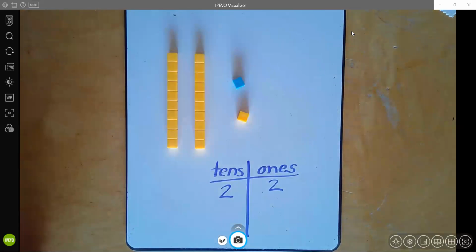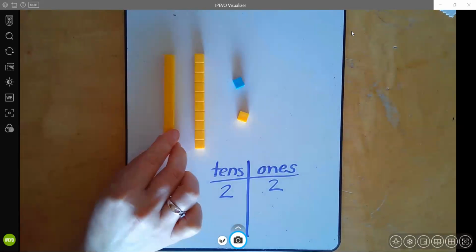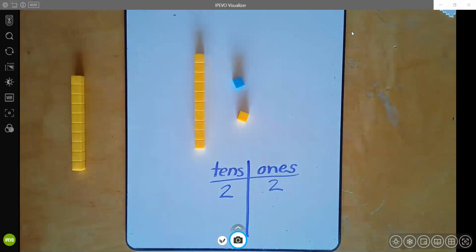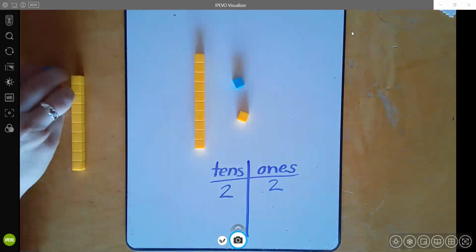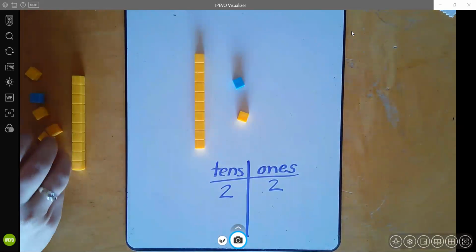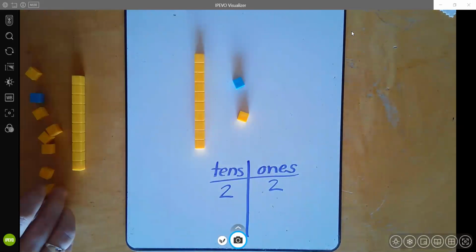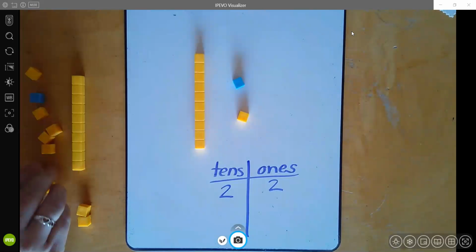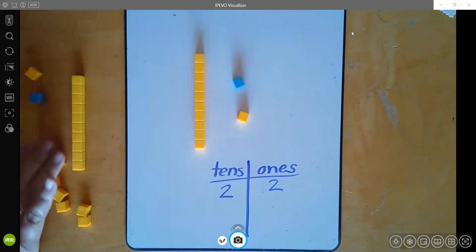But to represent it another way, I can take one of these tens and break it apart. And when I say break it apart, I'm kind of trading it in for 10 ones. So let's count this out. 1, 2, 3, 4, 5, 6, 7, 8, 9, 10. Now I always like to double check my work, so I'm just going to count those one more time. And I'm going to count them by twos this time, just something a little bit different. 2, 4, 6, 8, 10.